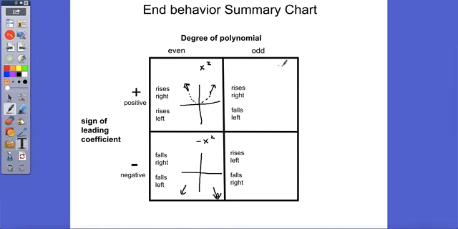If it's odd and positive, it matches what x cubed would do as end behavior. So x cubed, remember, looks like this. So our function that's odd and positive will go down to the left, so falls to the left and rises to the right. And if it's negative x cubed, it just does the opposite of this, so rises to the left, falls to the right. And this is just one of the pieces of the puzzle that we're going to use to draw a rough sketch of our polynomial function.